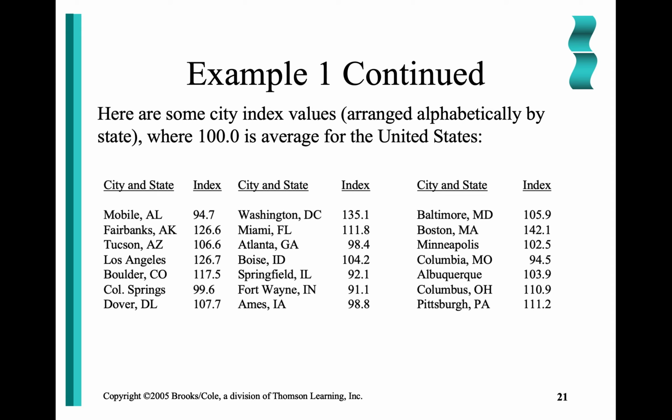So, if we consider 100 as the average across the United States, let's look at the indices for our various cities. Dover, Delaware, is 107.7, higher than the average in the United States. Atlanta, Georgia, 98.4, lower than the average in the United States. We'll be coming back to this slide.